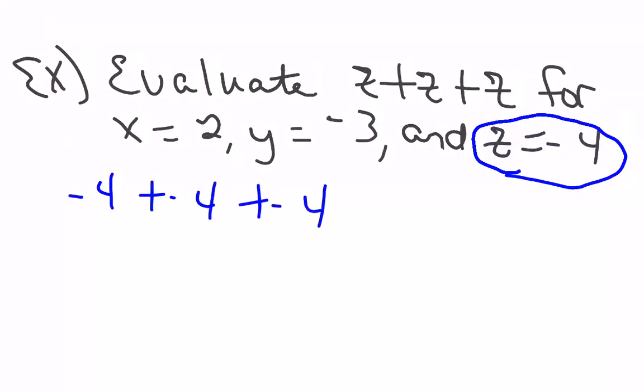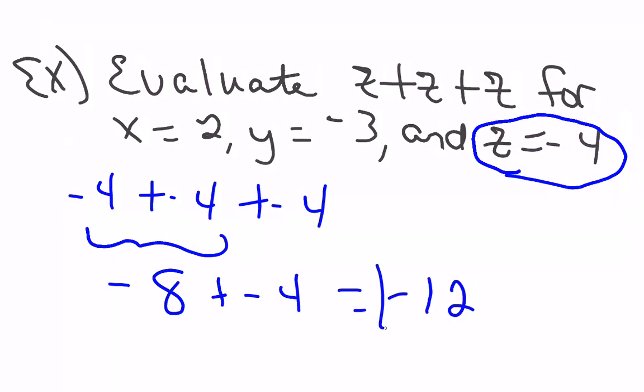So again, that same idea. I borrowed $4 and I borrowed another $4. Now I owe $8. And now I borrow another $4. So that means that I owe a total of $12. Next example.